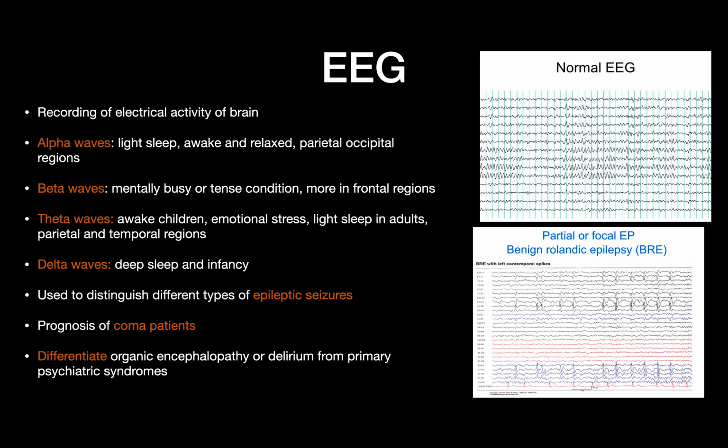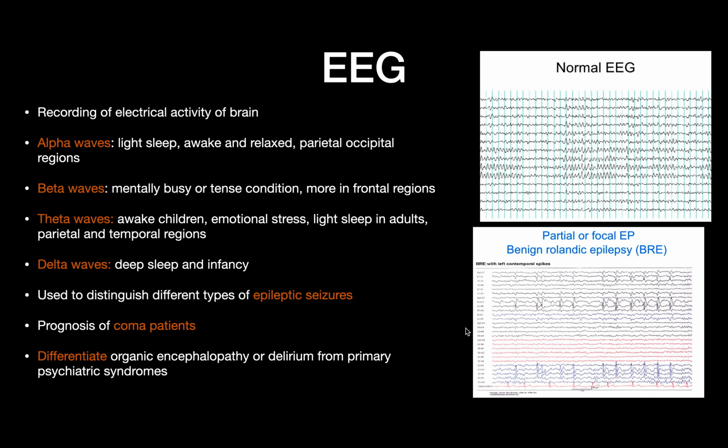So EEG is pretty useful to distinguish the different types of epileptic seizures. Here is a normal EEG. This is a person who's awake. These are alpha waves. And this is going to be the EEG of somebody with benign Rolandic epilepsy. You can see here the waves are very jagged, and though it's somewhat regular, it's not as uniform and regular as the normal EEG.